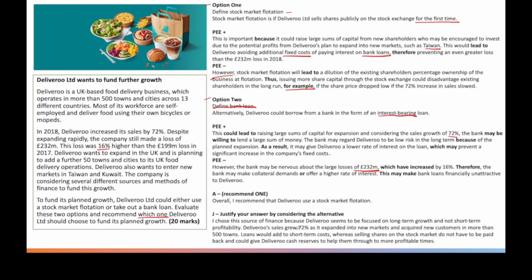Deliveroo's sales grew by 72% as it expanded into new markets and acquired new customers in more than 500 towns. Loans would add to the short-term costs, whereas selling shares on the stock market does not have to be paid back and could give Deliveroo cash reserves to help them through to more profitable times.